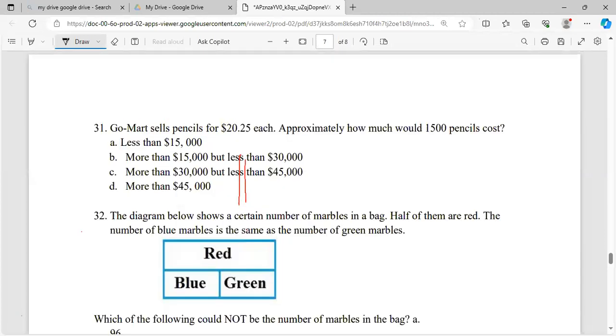Alright. I want you guys to work out this one. Work it out for me, guys. Work it out and send it to me, please, because I know you guys can multiply.